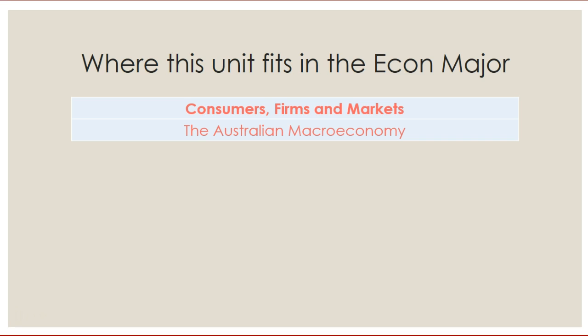As we've just discussed, there's a distinction that we draw, or a dichotomy we draw in economics between macroeconomics and microeconomics. And as you can see, that's what we have here. Consumers, firms and markets is a first year microeconomics unit. The Australian macroeconomy is a first year macroeconomics unit.